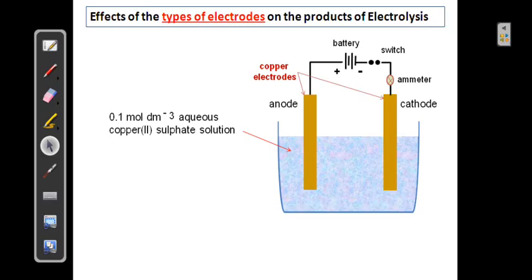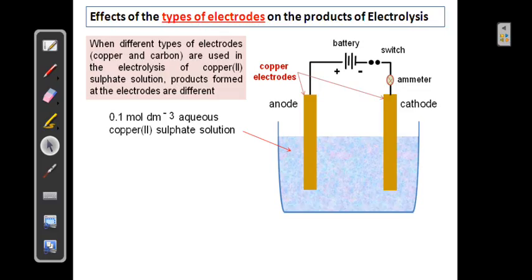The solution is a dilute copper sulfate solution, only about 0.1 mole per cubic decimeter. It's just a small amount. So what happens when an electric current is run through the electrodes in this electrolysis? One thing is for sure: when different types of electrodes, copper and carbon, are used in the electrolysis of copper sulfate solution, the products formed at the electrodes are different. Now that is the hypothesis. So can we prove that?